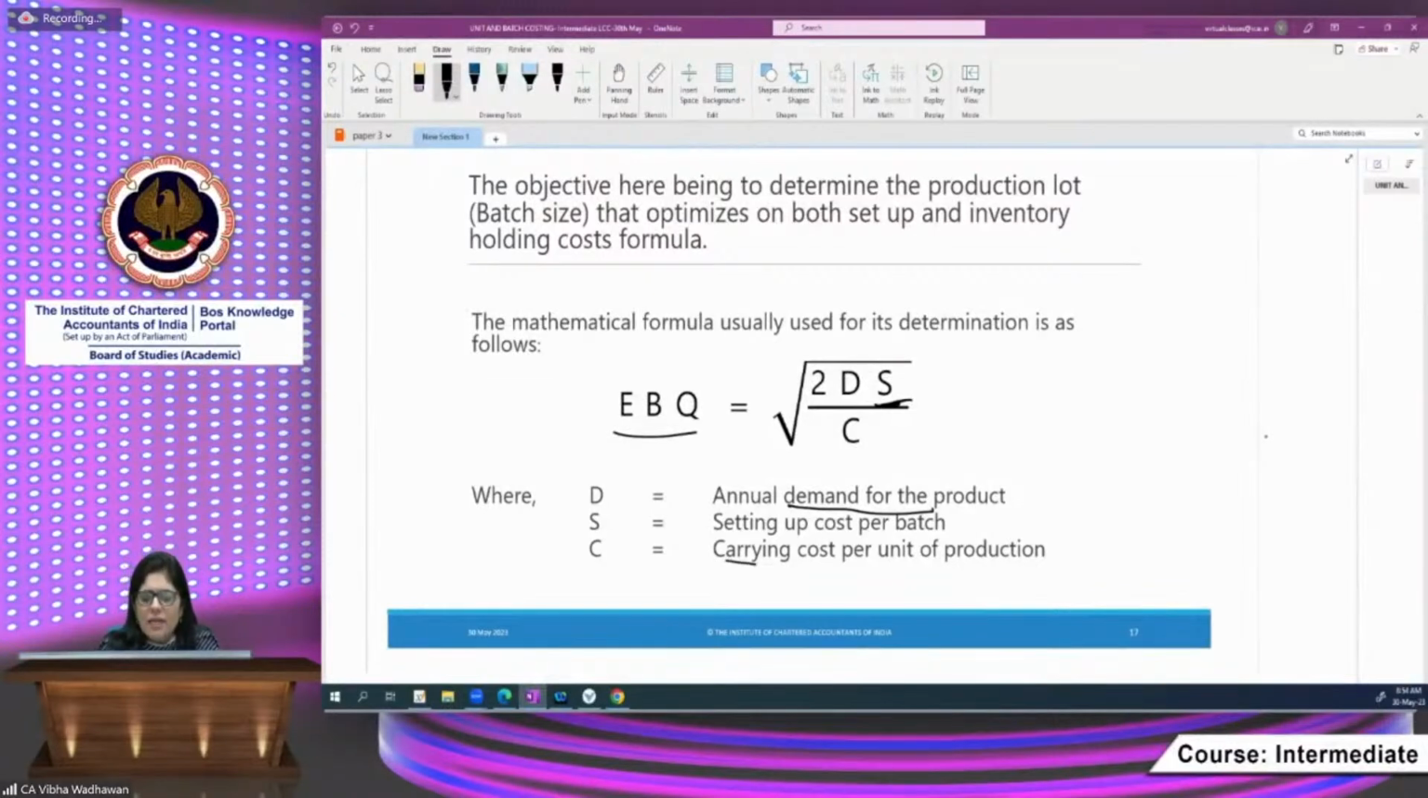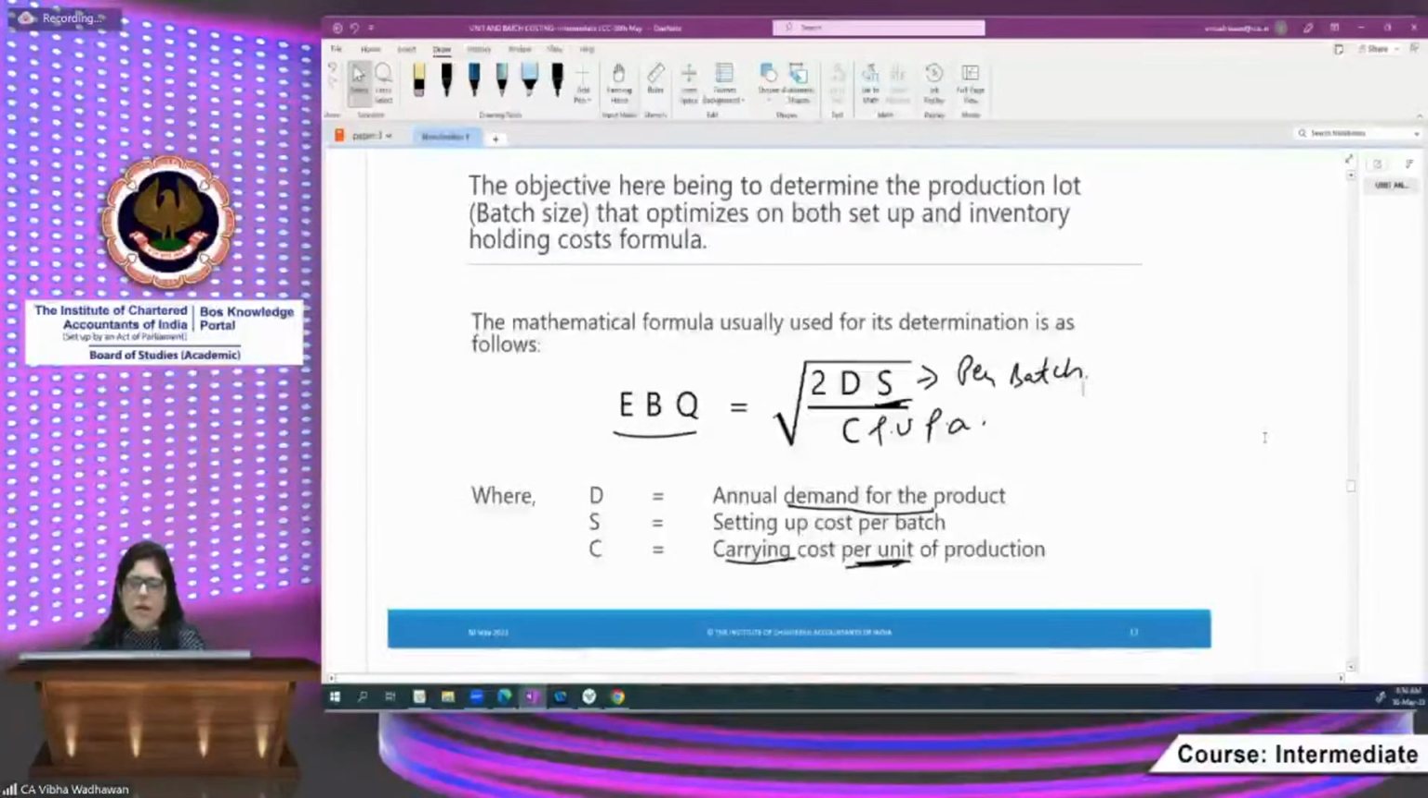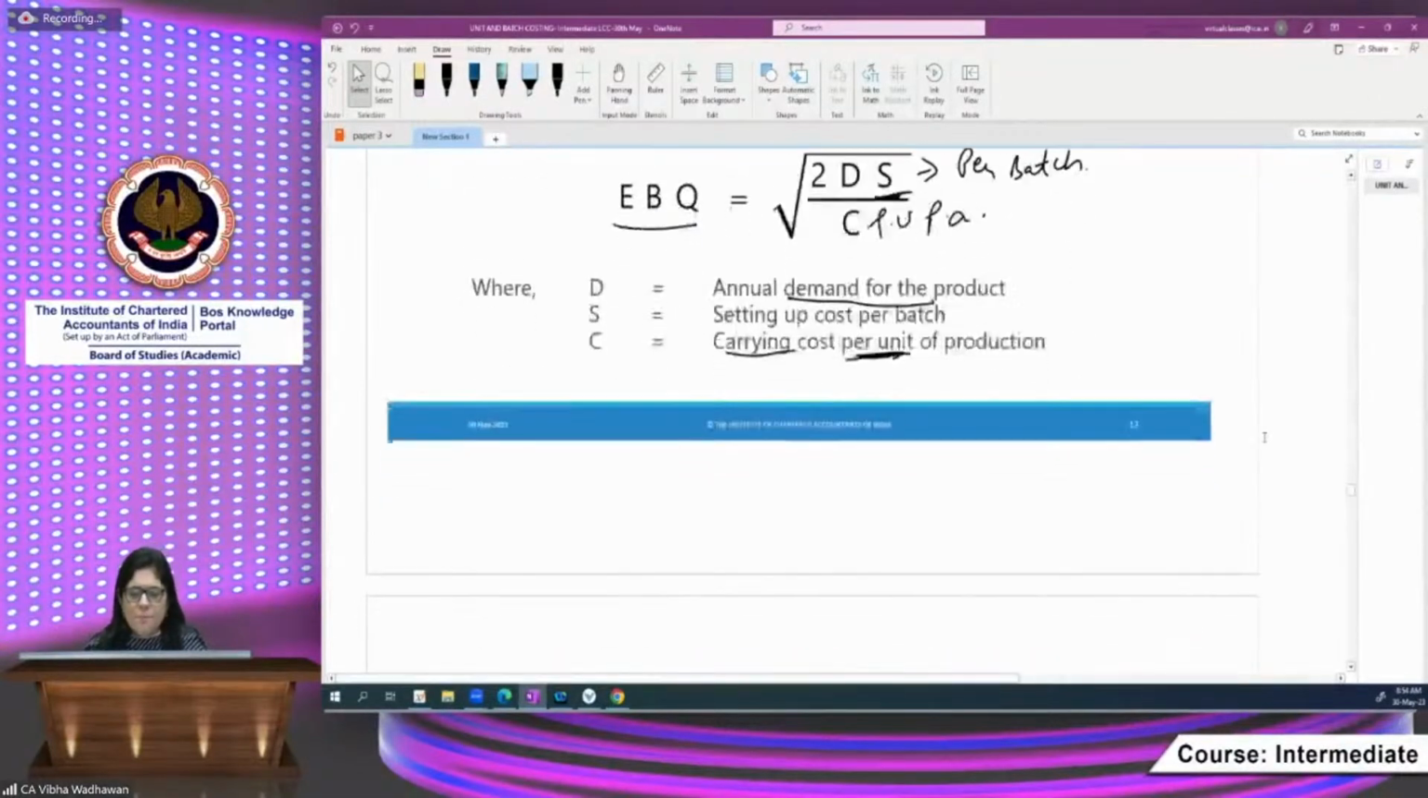C is the carrying cost per unit per annum. It's always per unit per annum. So what is the carrying cost of one unit throughout the year? Carrying cost is always per unit per annum, and setup cost is always per order or per batch. Clear? So that will give you economic batch quantity. The answer will be in units, not in rupees. Remember, clear? Because this is how much quantity to be produced, so the answer will be in units.